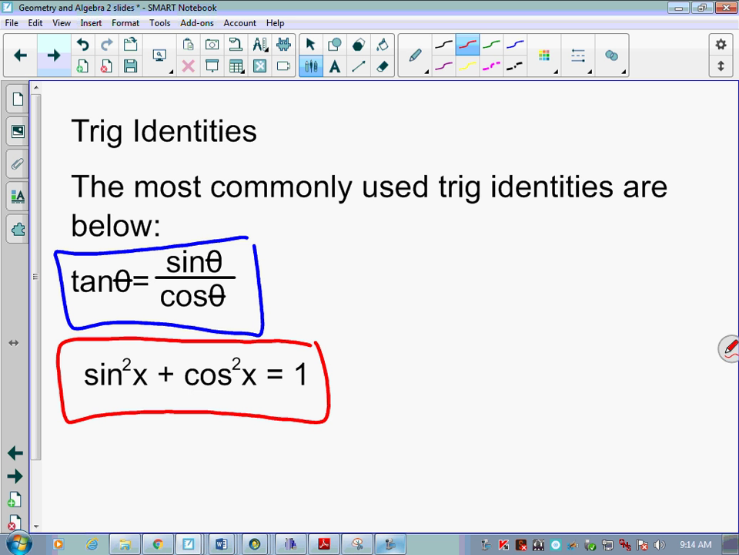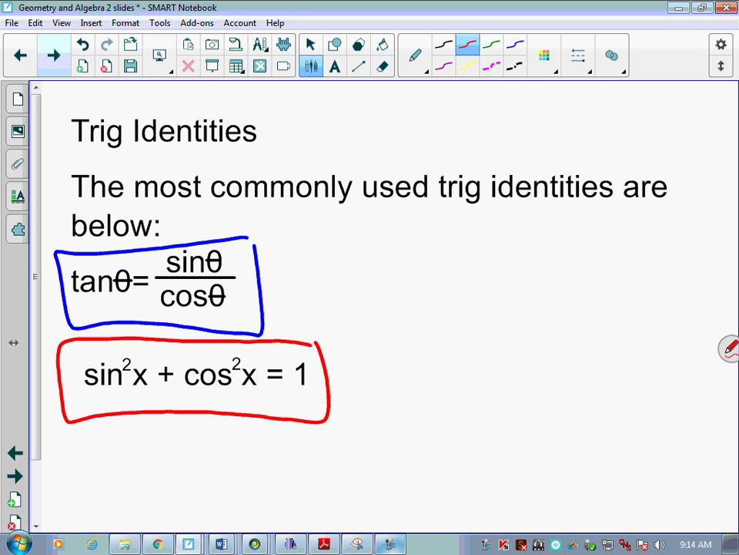Okay? Can you tell me kind of what that looks like? What does this look like as we think about, when we're talking about trigonometry, we're typically talking about a right triangle, correct? Okay? What does this formula look like?